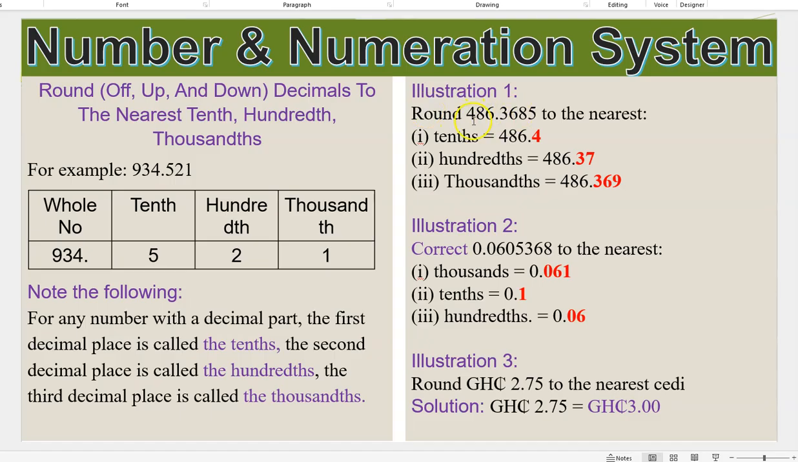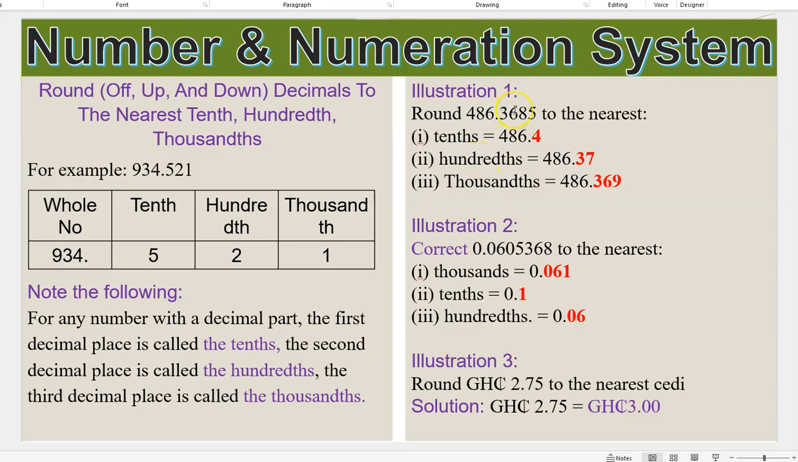Illustration 1. Round 486.3685 to the nearest tenths. Remember, the nearest tenths falls here. This is more than half. When I say more than half, I mean it is 5 or more: 5, 6, 7, 8, 9. So when you take 1 from here and add it to this, it will be 4. So we're going to get 486.4.